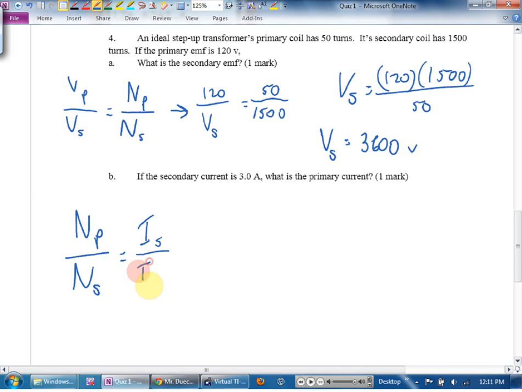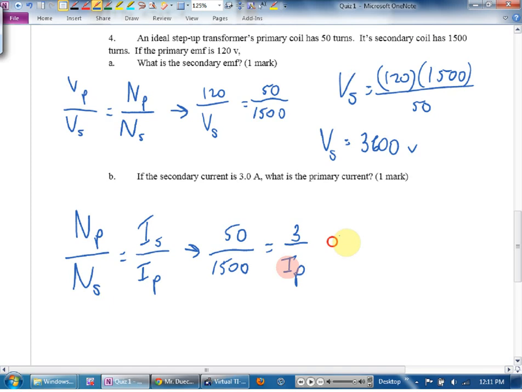And Evan, you'll notice for current, the S's and the P's don't line up. Current is the one that's opposite on your formula sheet. But now it is straight plug and chug and cross multiply. It's going to be 50 on the primary, 1,500 on the secondary equals current in the secondary is 3. Primary current is, don't know.